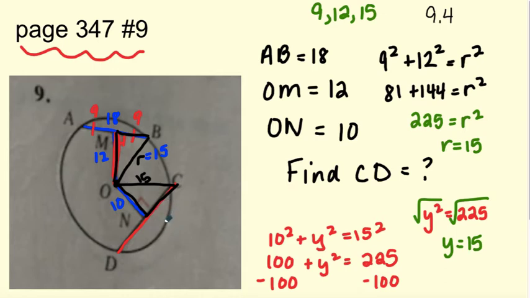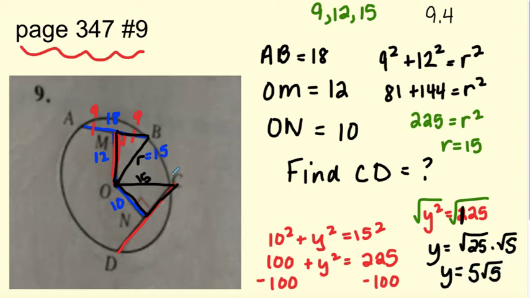I did something wrong. I'm sorry, it's not 225. It's right here. It's 225 minus 100 is 125. I caught myself there. Good. Okay, so 125. And now I have to simplify 125. So I know that that is root 25 times root 5, which gives me that y is equal to 5 root 5. So I know this segment right here is 5 root 5.